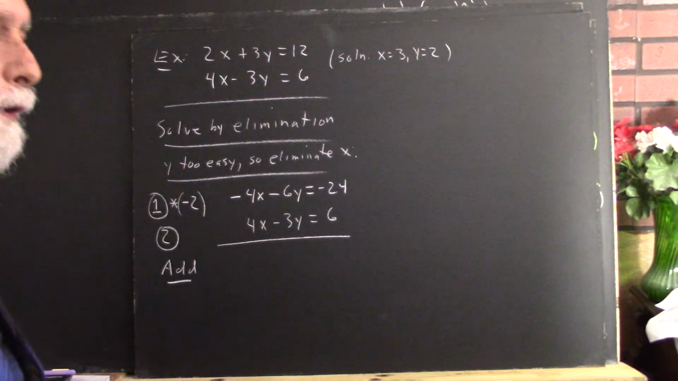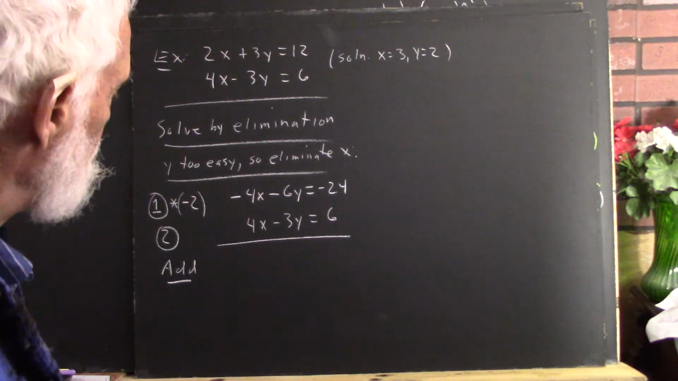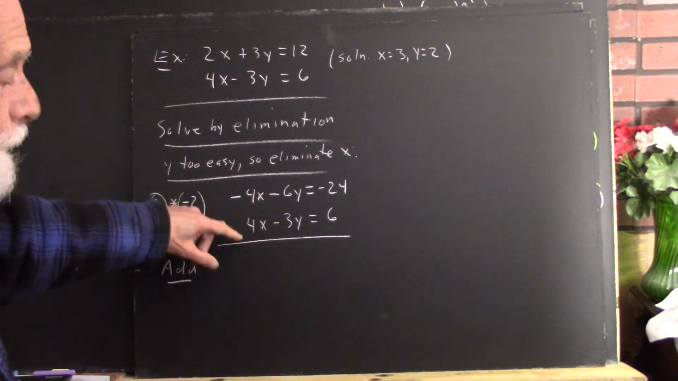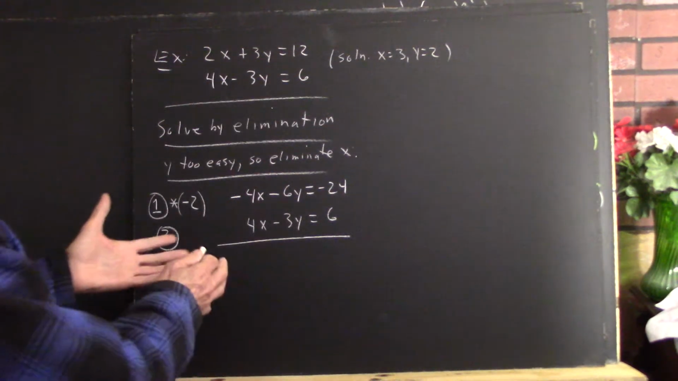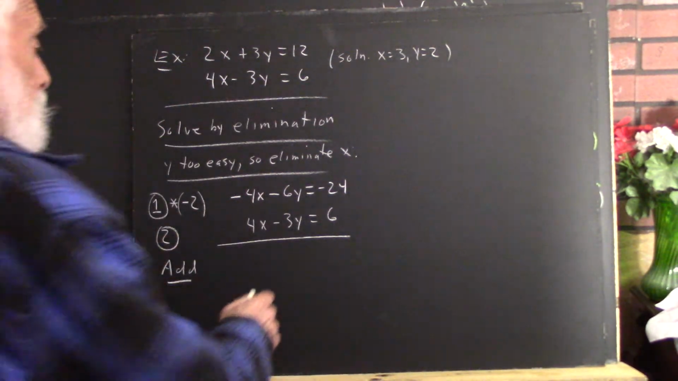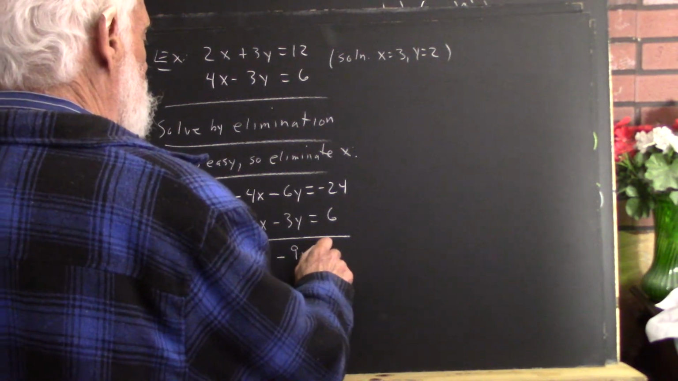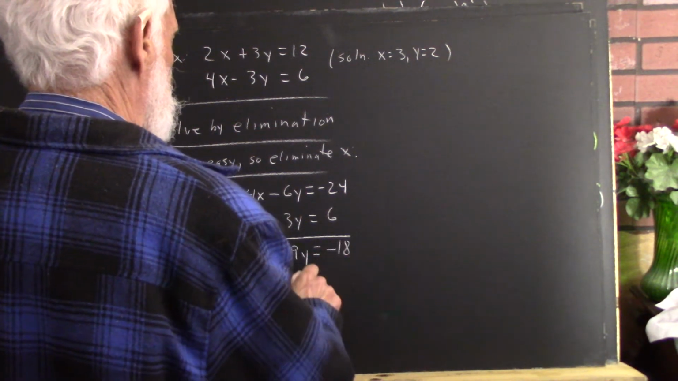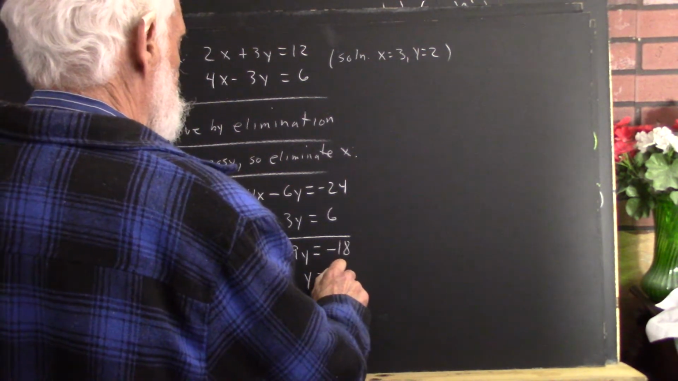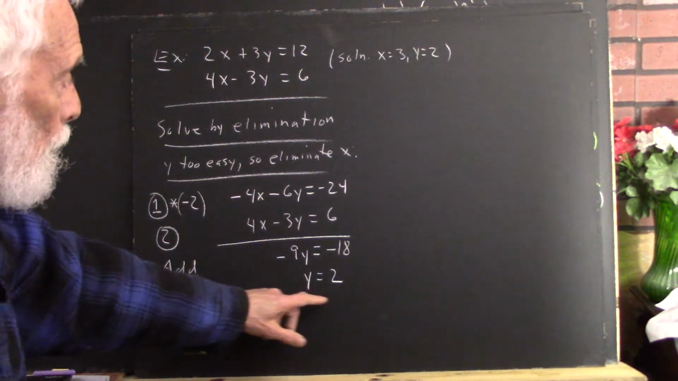Then I add the two equations. Well, -4x and 4x gives me 0. So x is eliminated. -6y and -3y gives me -9y. -24 and 6 gives me -18. So I get y equals 2. Okay? So I've solved for y.